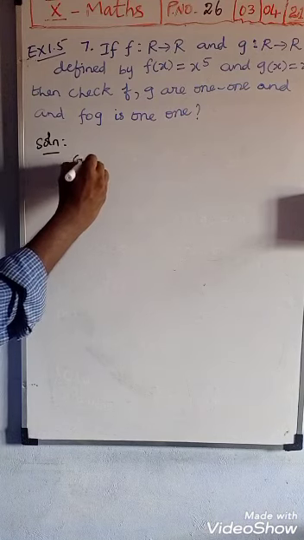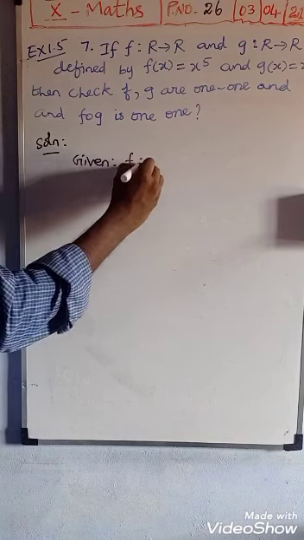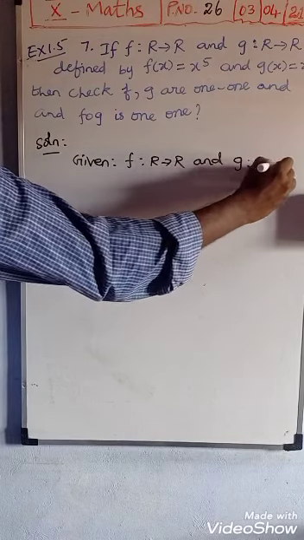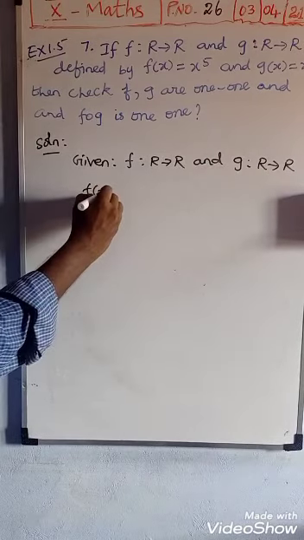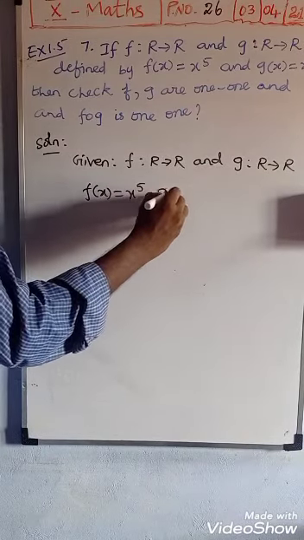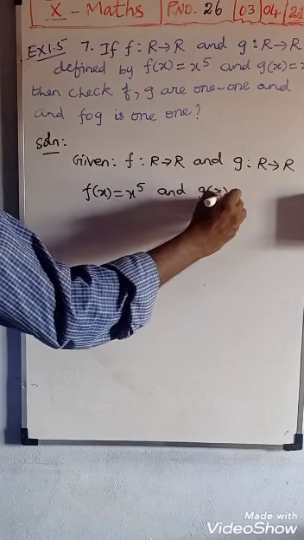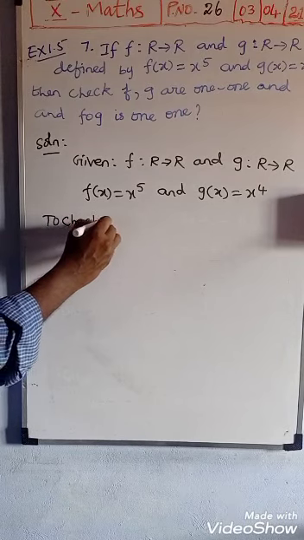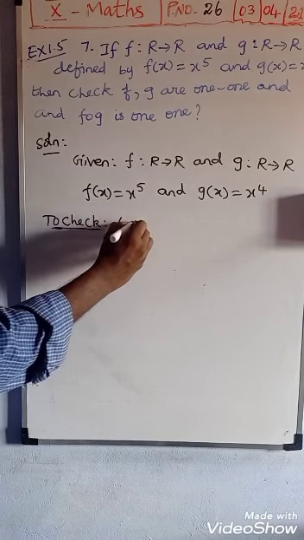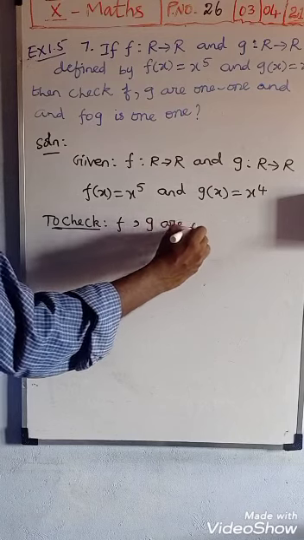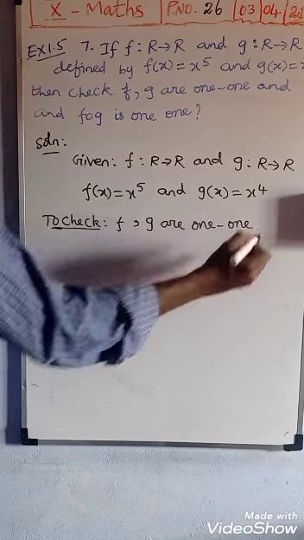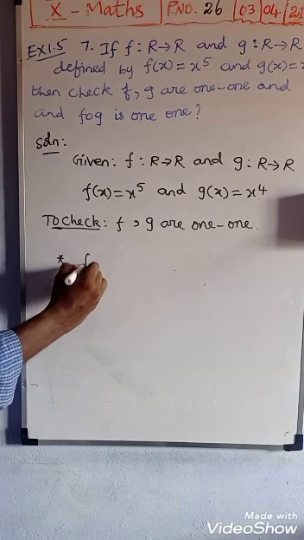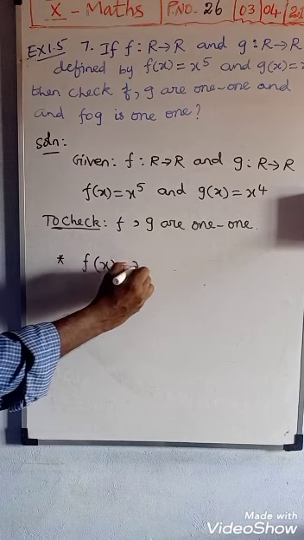First, you should write the given information. Given f is R → R and the g function is also R → R. Then f(x) is given as x^5 and g(x) is given as x^4. So we want to check whether f and g are one-one or not, first. Okay, for that, first you take the function f(x) = x^5.